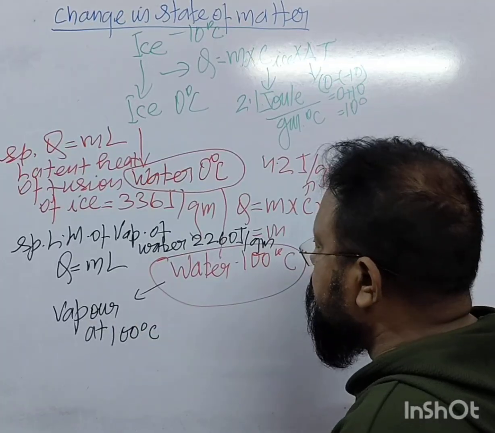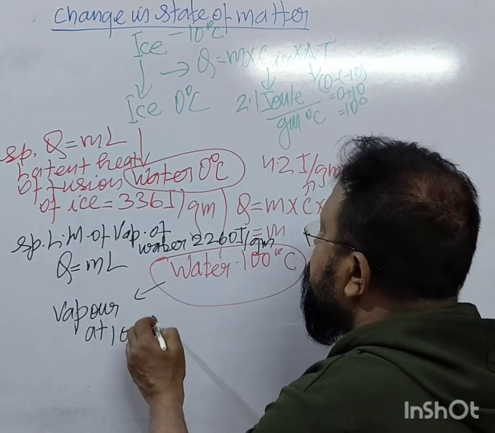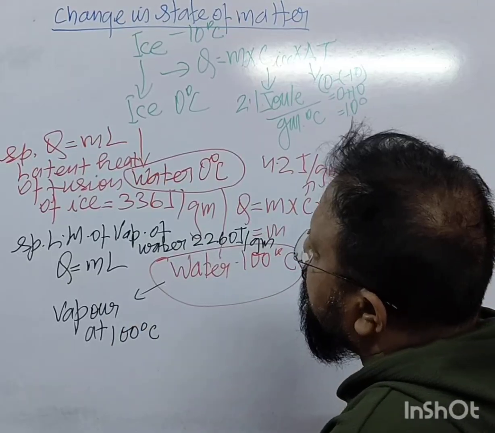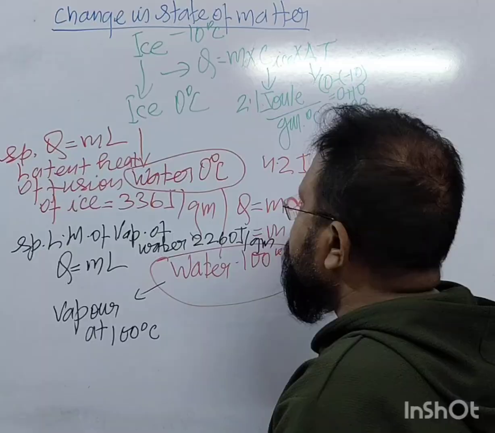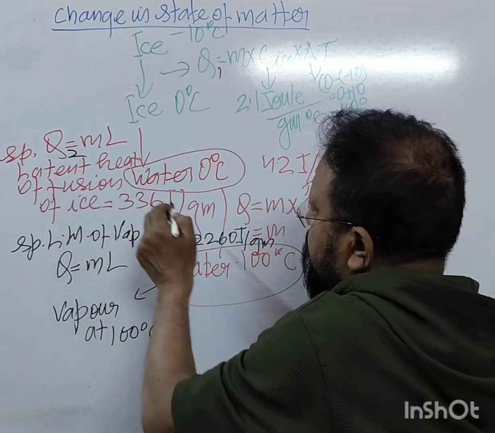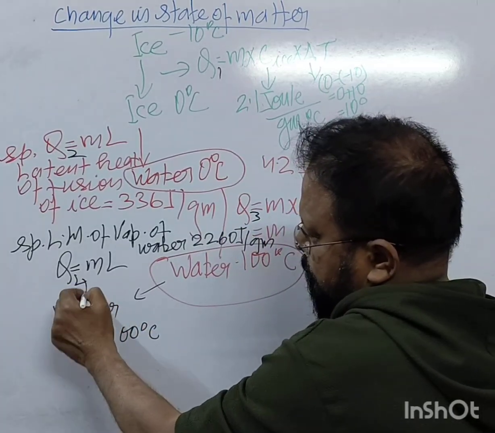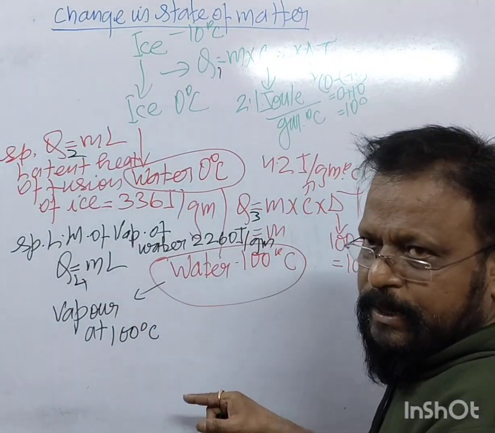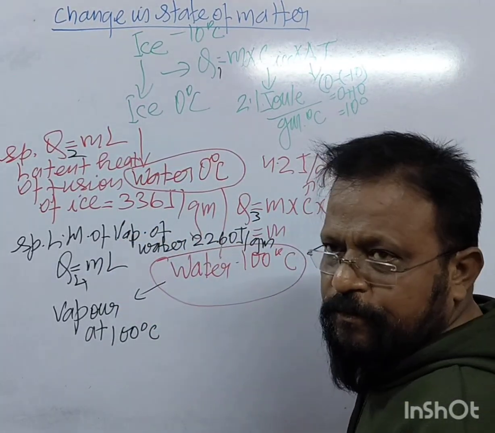This converts into Q is equal to ml. So here we will use Q is equal to ml, right? So the whole process is like this. This is Q1, this is Q2, this is Q3, this is Q4. You get that? This is how we bring change in state of matter.